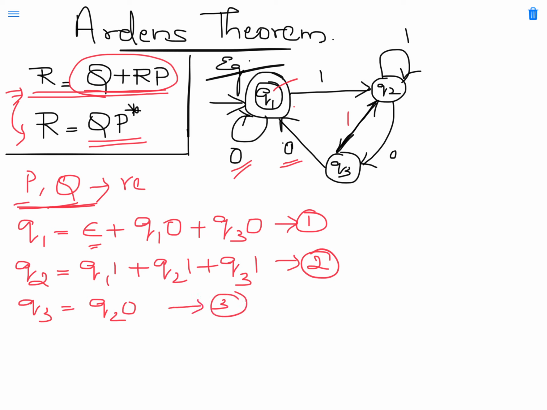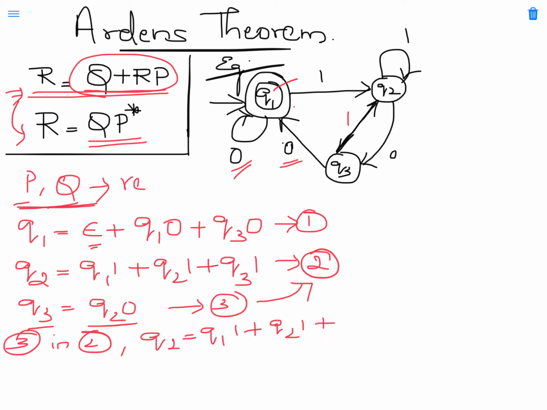Now you have to solve these equations. Okay, so here Q3 is equal to Q2 0. This can be applied on equation 2. So substituting the third equation into the second equation, you will get Q2 is equal to Q1 1 plus Q2 1 plus, in place of Q3 you will substitute the value, it is Q2 0 1.